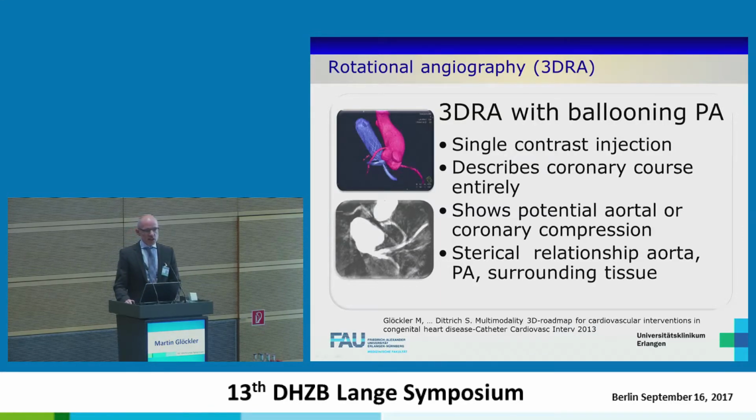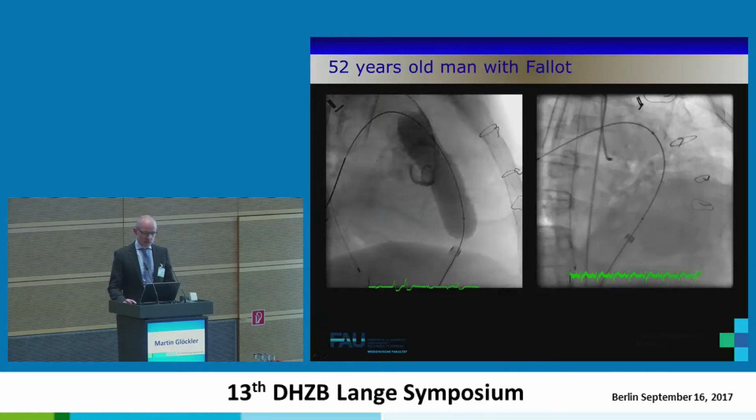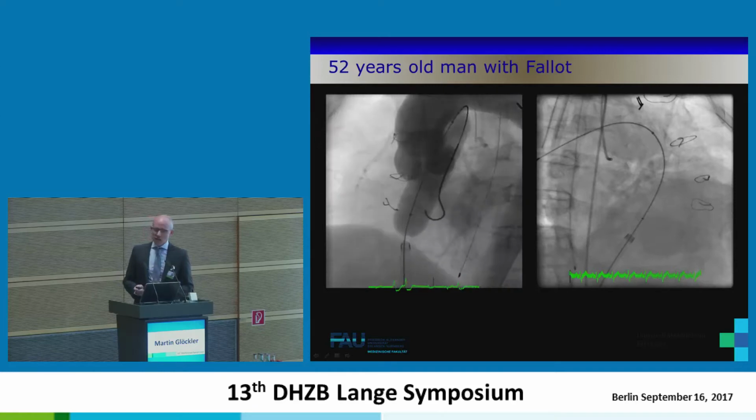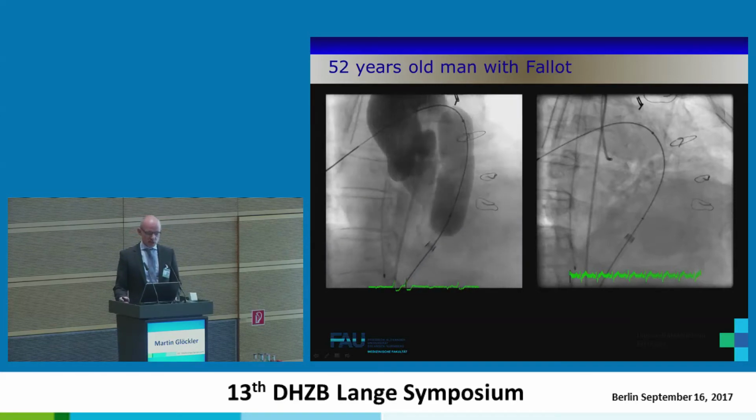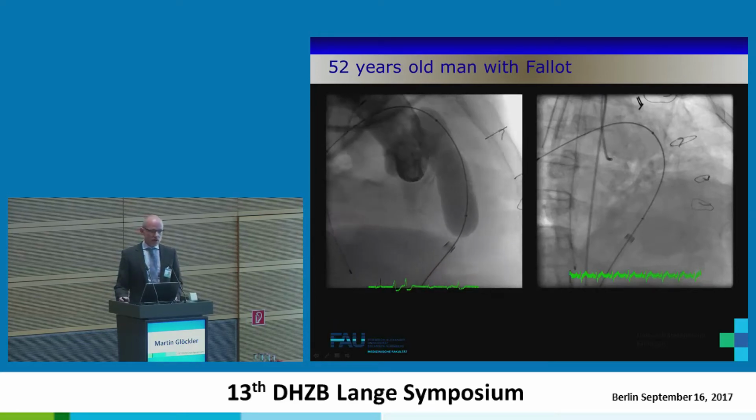Rotational angiography is acquired intraprocedurally while ballooning the pulmonary artery. This helps us to see if the potential stented valve produces compression of the coronaries or the aortic root. Here we can see, for example, a compression of a coronary artery by the balloon. In this case, it was not a coronary compression which led to the abortion of the procedure.